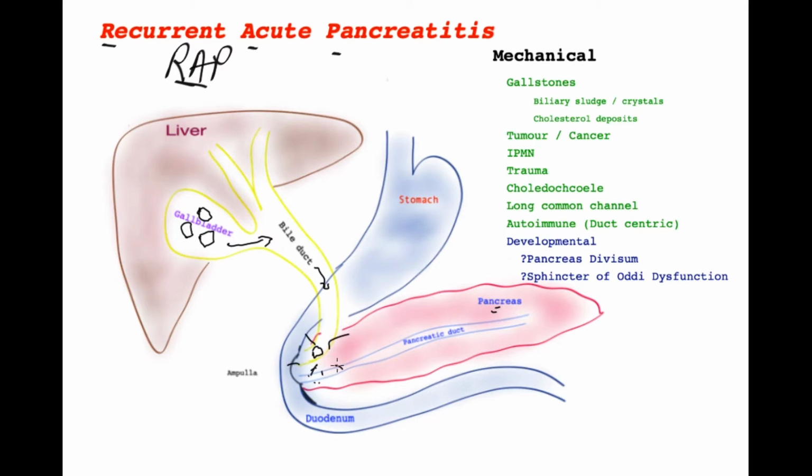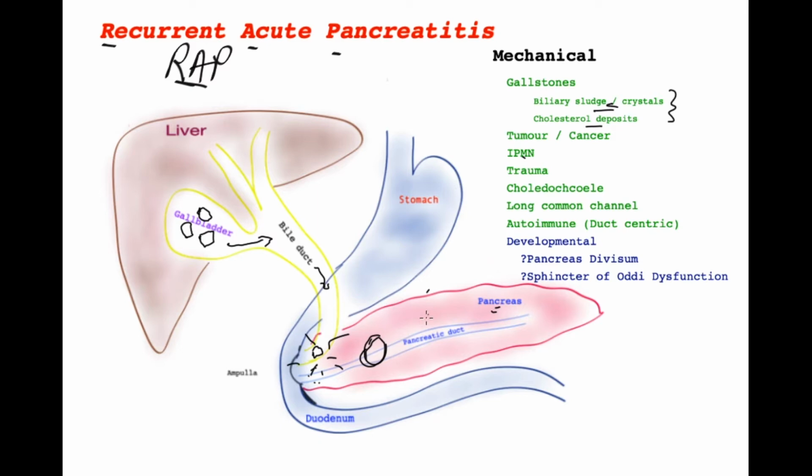to the pancreatic duct. Associated conditions such as biliary sludge or crystals, as well as cholesterol deposits, would have the same effect. Now, the biliary sludge or crystals and the deposits may not be visible on conventional ultrasound scan or even MRI scan. Now, we'll come back to this later. Similarly, any tumors or cancers that cause obstruction of the pancreatic duct would set off pancreatitis.